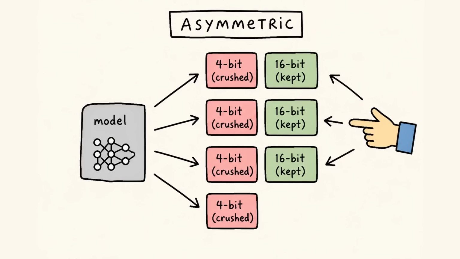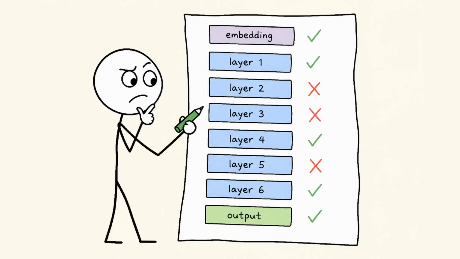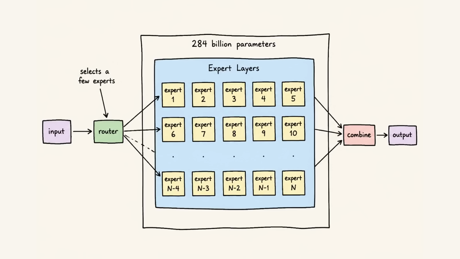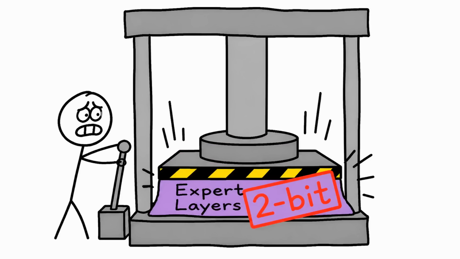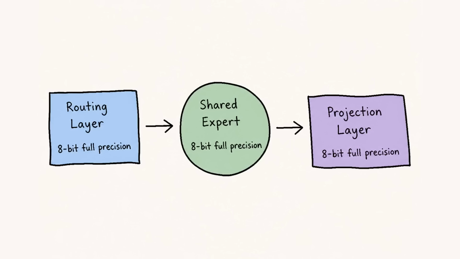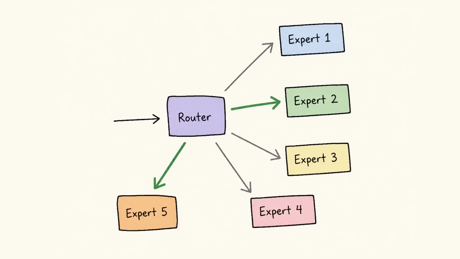Antirez didn't do that. He went asymmetric. He looked at the model and went, okay, which parts can survive being crushed and which parts can't? The expert layers, which are the bulk of those 284 billion parameters, got squeezed down to 2-bit. Brutal compression. But the parts that steer the whole thing, the routing layer that decides which experts to call, the shared expert, the projection layer, those stayed at full 8-bit precision.